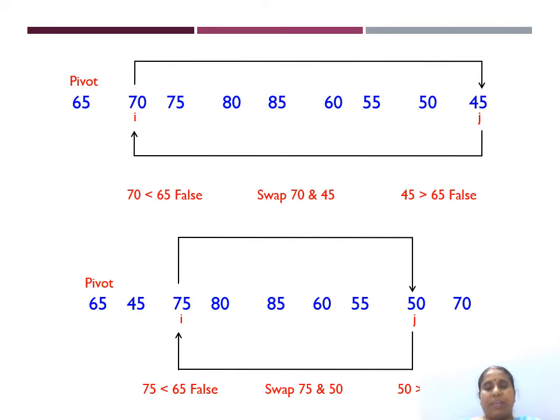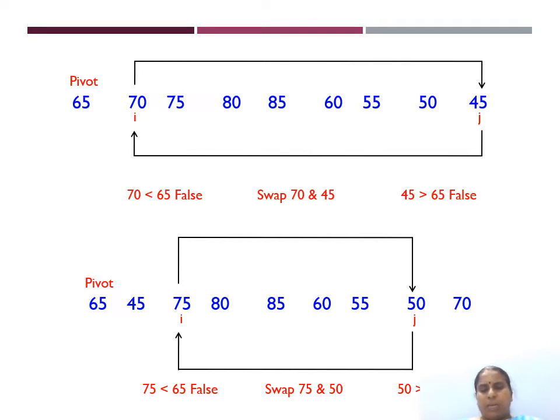So it will verify greater value, because always the left hand side verifies the smaller values and the right hand side will verify the larger values. Now it will verify whether the 50 is larger than 65. No, the 50 is not larger than 65. So again the j is not decremented, that is it is not subtracted to move to the left.